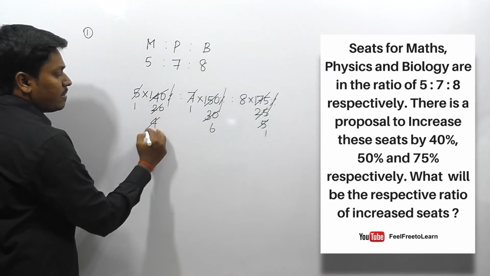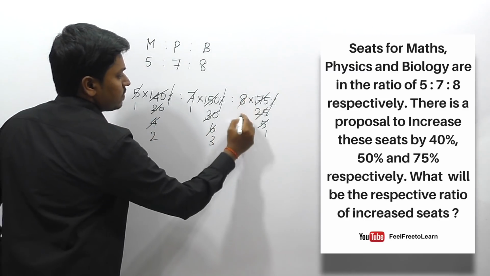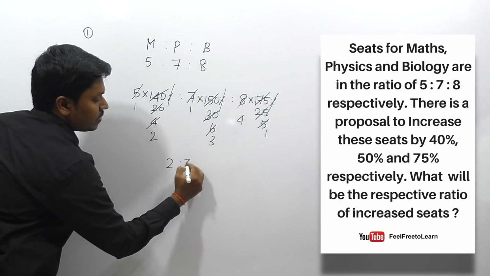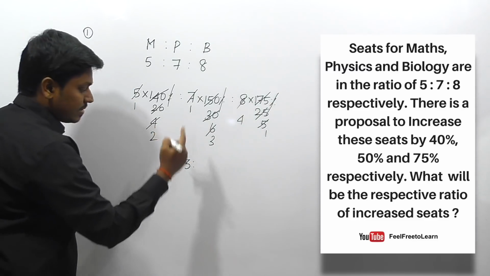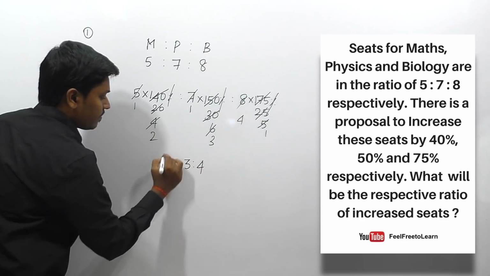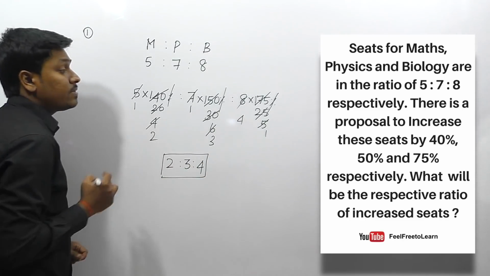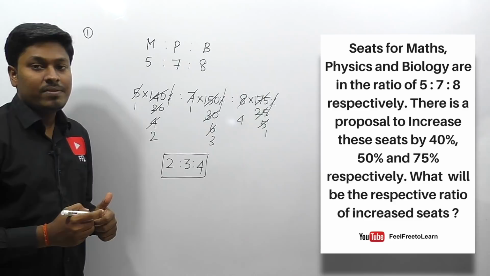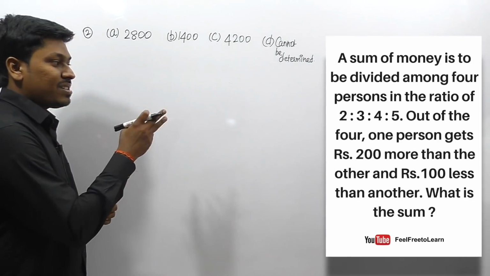Cancel this on 2 table. So 2 is to 3 is to 4. So finally we can say that the new respective ratio after increased seats will be 2 is to 3 is to 4. So finally we got the answer for question number 1, that is the ratio will be 2 is to 3 is to 4. Question number 2.